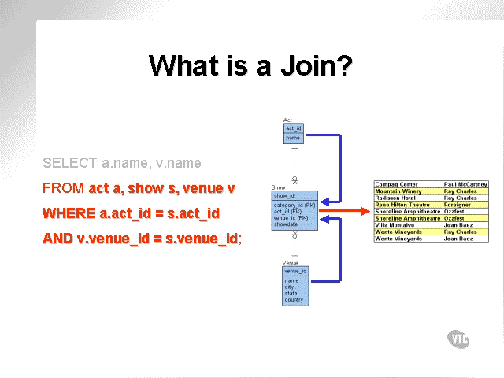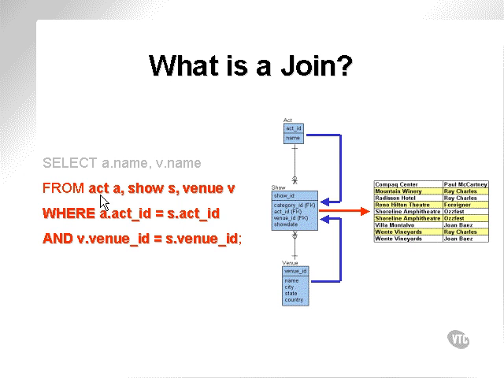What is a join? A join in its simplest form is literally a join or a merge between two or more tables. As you can see from the query here, I've said select two name columns from two different tables, namely the ACT table and the venue table.